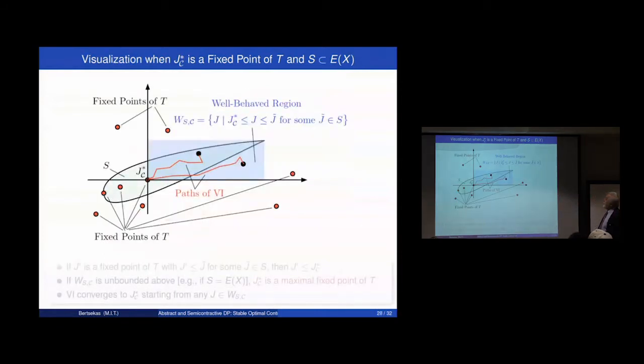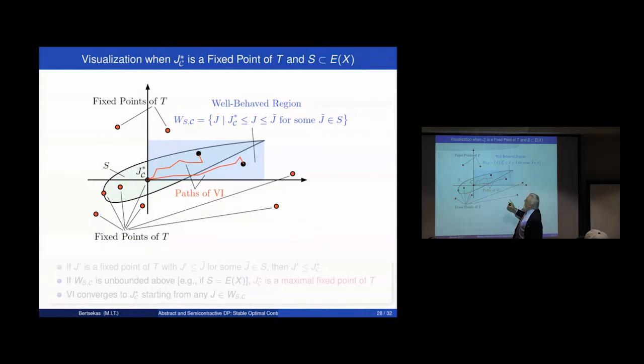Now this is a more complicated figure for another case. Here we assume that J star is a fixed point of T. So this is the largest fixed point. And the well-behaved region now is a little bit more complicated because S is not equal to the entire space. I've drawn S to be this set here. So the well-behaved region is the blue region here.